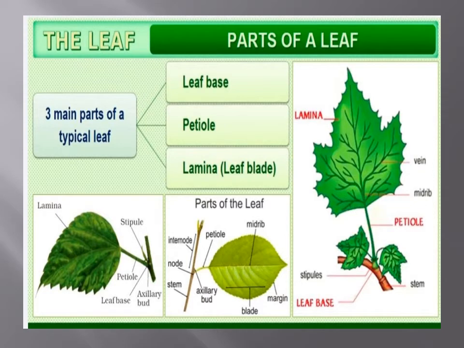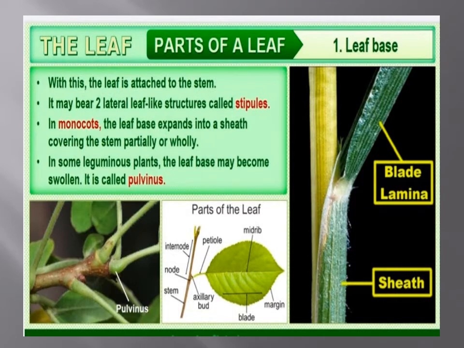There are three main parts of a typical leaf: leaf base, petiole and lamina. It is also called leaf blade. Leaf base. With this, the leaf is attached to the stem. It may bear two lateral leaf-like structures called stipules.